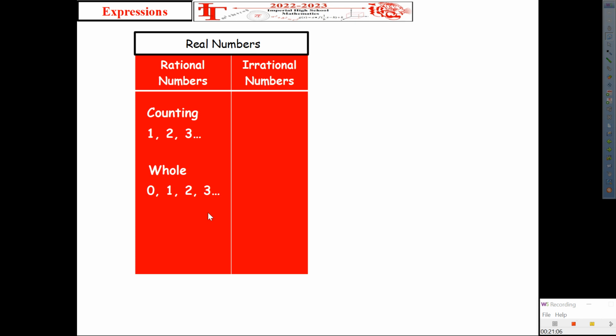The next set of numbers are the numbers that gave some of you a lot of problems. No pun intended. Get it? A lot of problems.